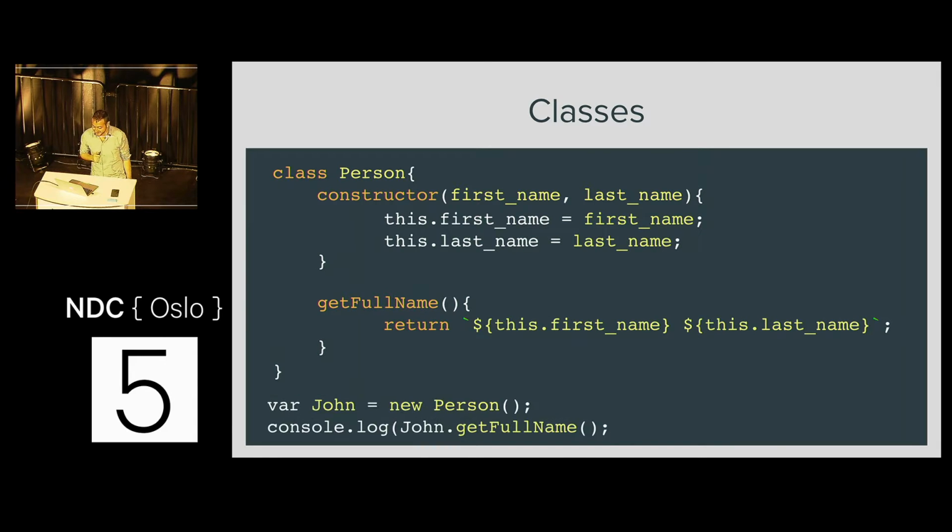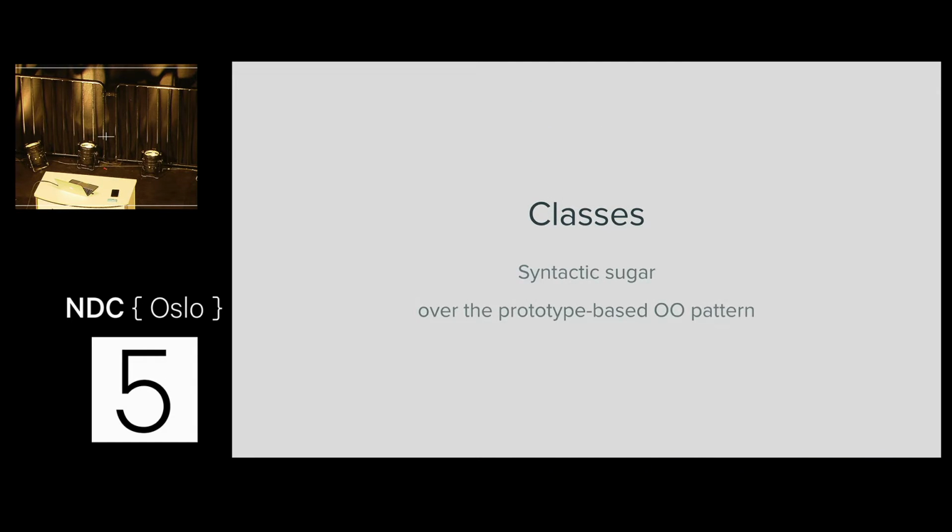OK. So that's the code behind the classes. It makes things more neat, but I have to tell you that this is only syntactic sugar. So everything you know in the prototype object-oriented JavaScript is still the same. This is just a way to make them look nicer.